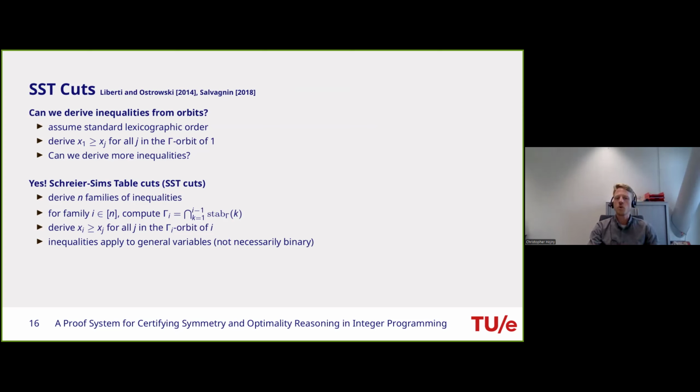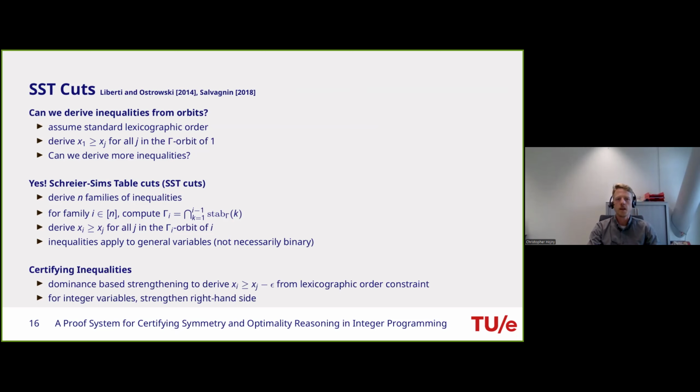These inequalities do not only apply to binary variables, they apply to arbitrary variables, in particular unbounded integer variables and continuous variables. We can use these abstract constraints from the previous slide to derive these inequalities, at least in a weaker form: xi is greater than or equal to xj minus epsilon, from the lexicographic constraint on the previous slide. And if the variable turns out to be integer, then I can also get rid of the epsilon on the right-hand side by a rounding argument, which I can then use via a Chvátal-Gomory cutting plane, for instance.